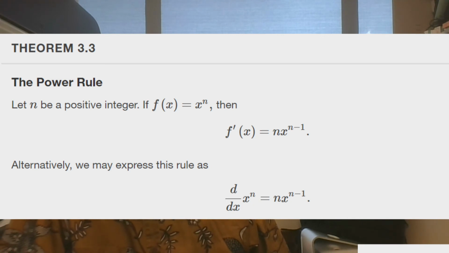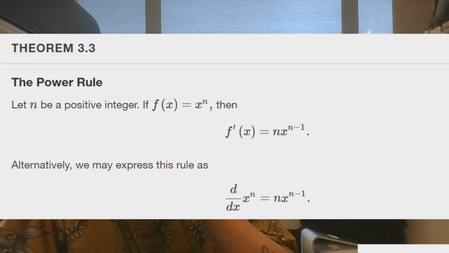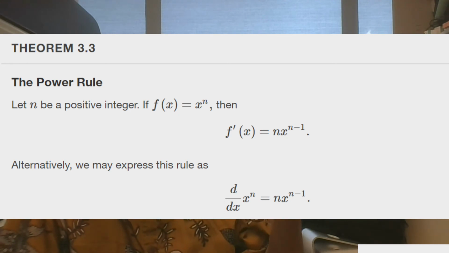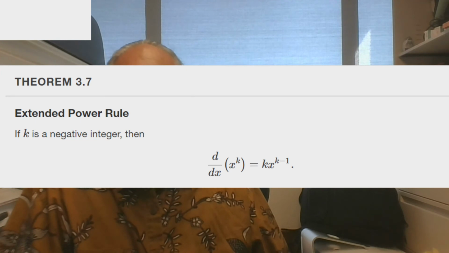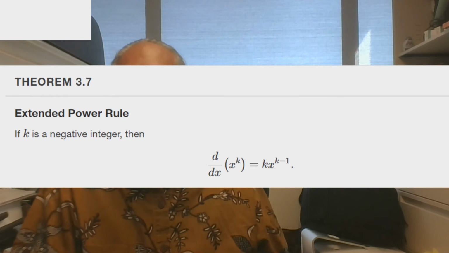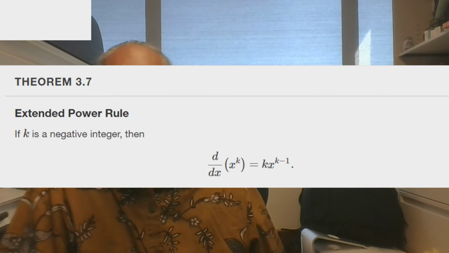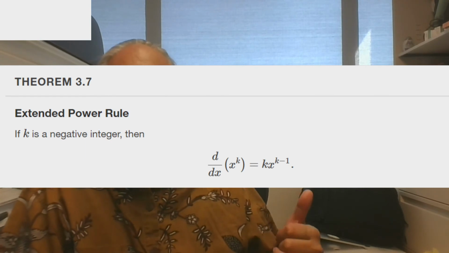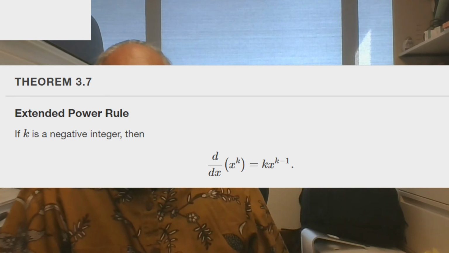And if we have a positive integer, the proof used the binomial theorem. So we have the derivative of x to the n, where n is a positive integer. And then after we studied the quotient rule, we were able to take a look at x to the k, where k is not just positive, but also a negative integer. So for any integer, positive or negative, we have the power rule. And notice it's the same power rule, right? n x to the n minus 1. Here we have k times x to the k minus 1.